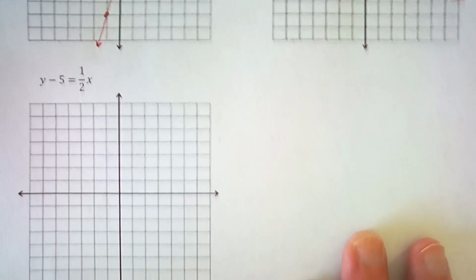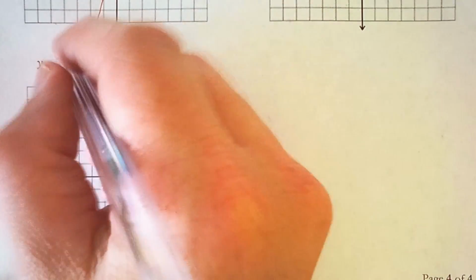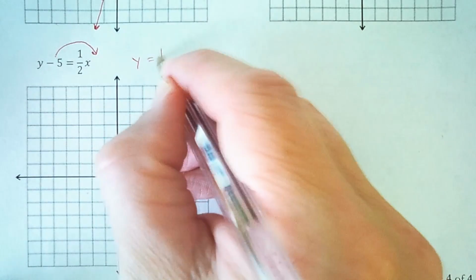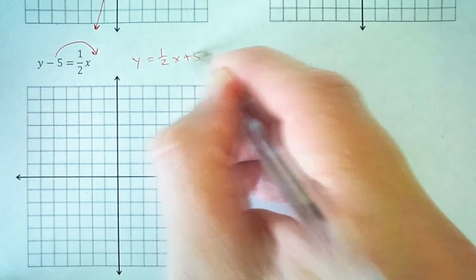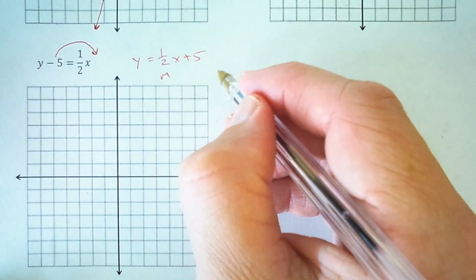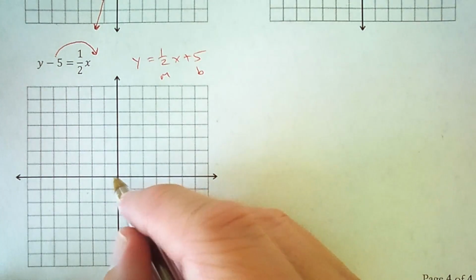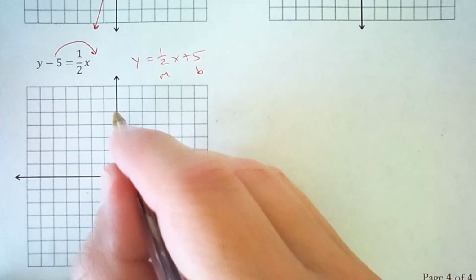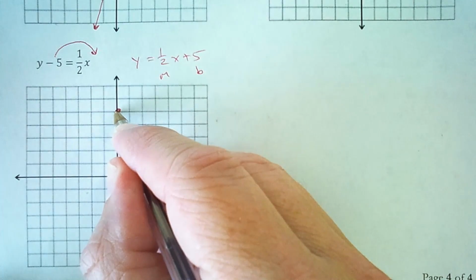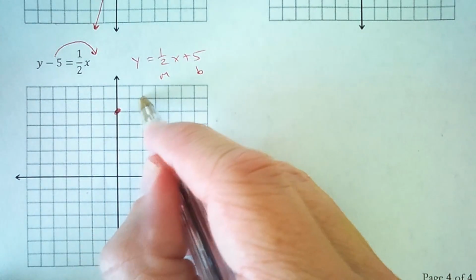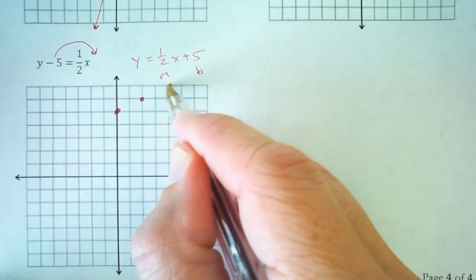And last, I'm going to take this negative 5 and move it over here, so I'll have y equals 1/2 x plus 5. My slope is 1/2. My y-intercept, b, is 5. So up 5, 1, 2, 3, 4, 5, that's my y-intercept. My slope is 1/2, it's positive, so up 1, right 2, up 1, right 2 again.